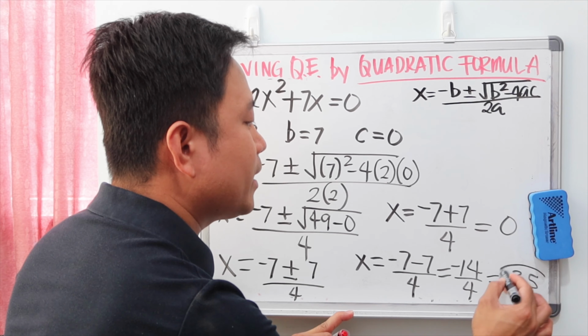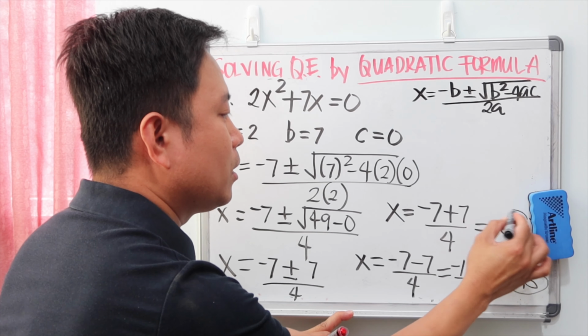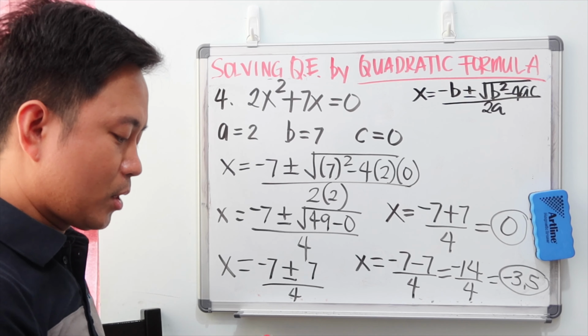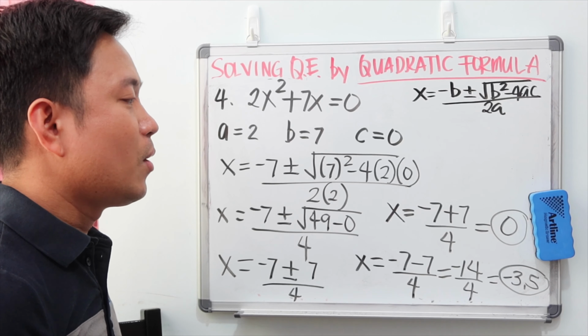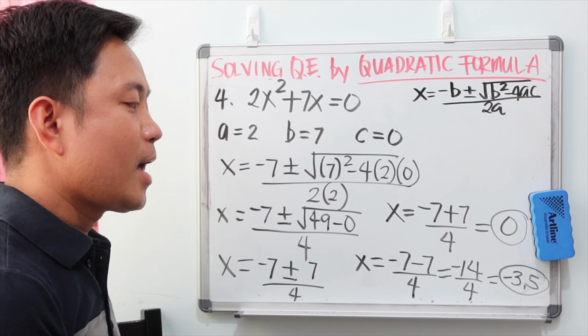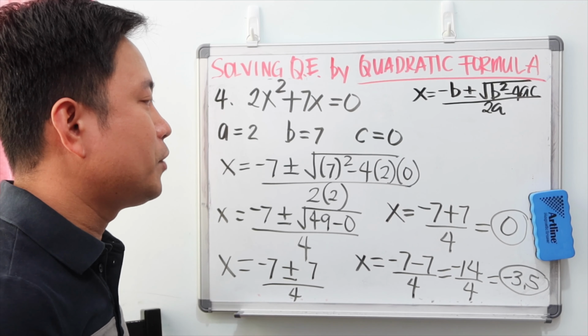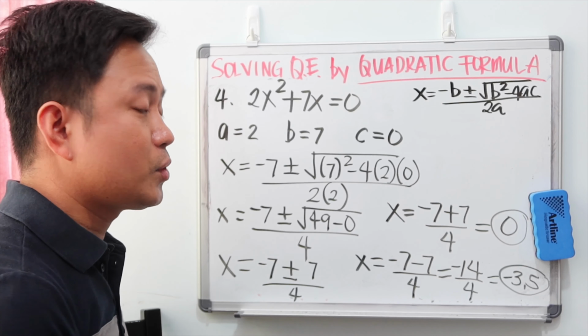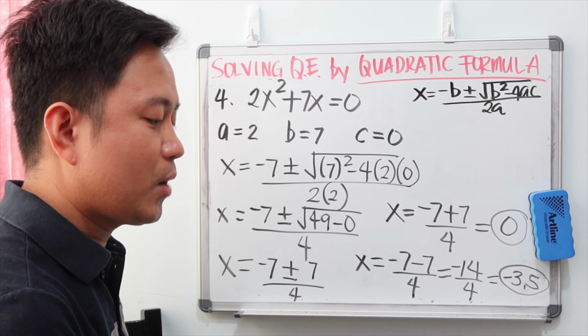Which means that the graph of a parabola will have two x-intercepts. One is at 0, 0, and the other one is negative 3.5, 0. So we have two roots for this quadratic equation.